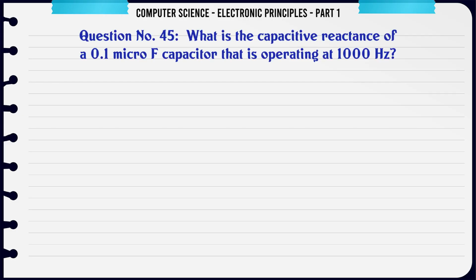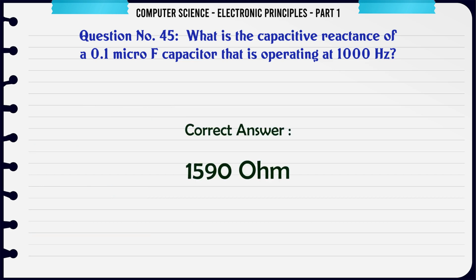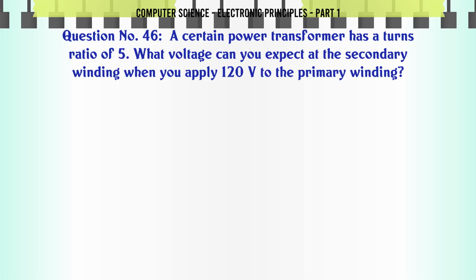What is the capacitive reactance of a 0.1 µF capacitor that is operating at 1000 Hz? A. Less than 1 ohm, B. 1590 ohm, C. 312 ohm, D. 690 ohm. The correct answer is 1590 ohm.